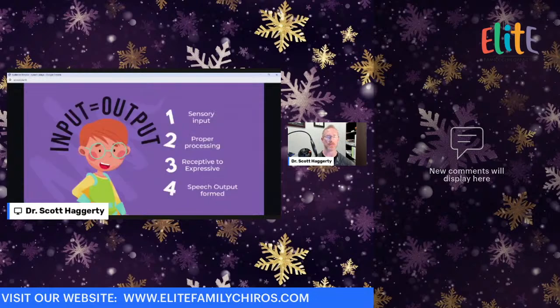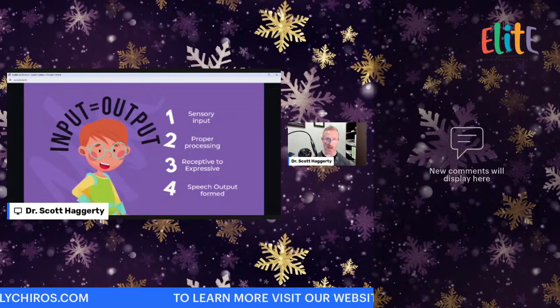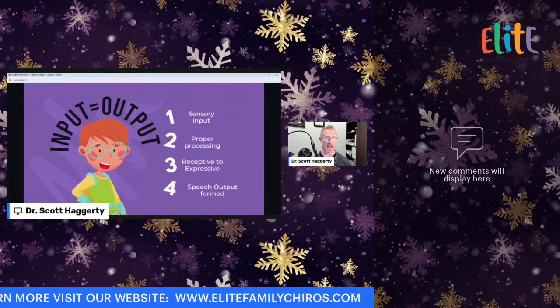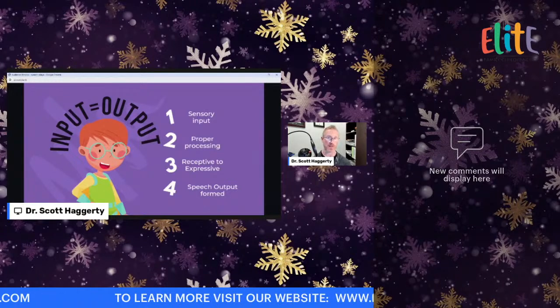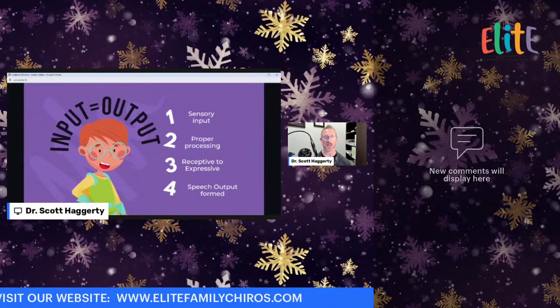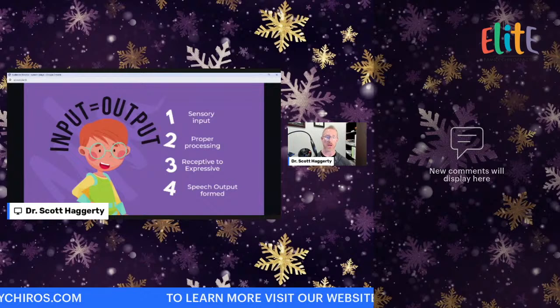So let's walk through this. If we understand the concept that input equals output, it has to go in this cascade, as you see on the screen. Sensory input has to be received by the brain. The brain has to be able to properly receive and interpret the sensory information. It has to be sent to the receptive and expressive areas of the brain, called Broca's and Wernicke's areas, and that results, in time, in speech output being formed and created.